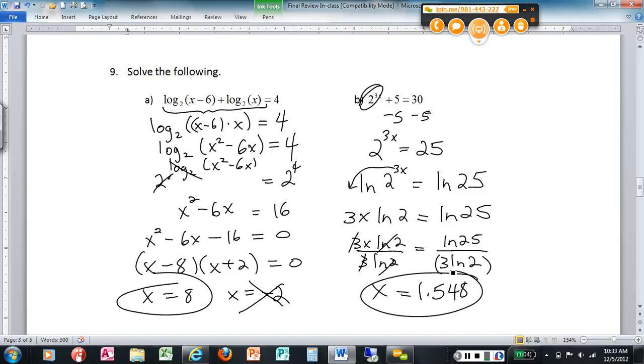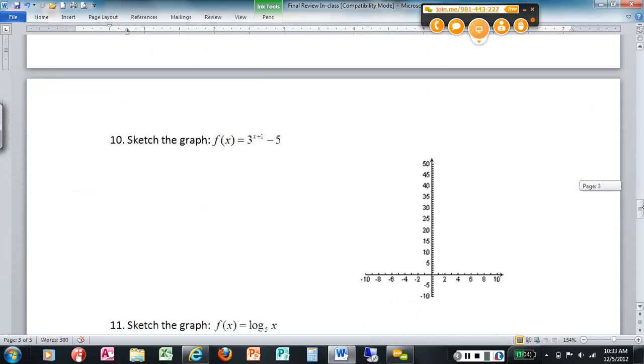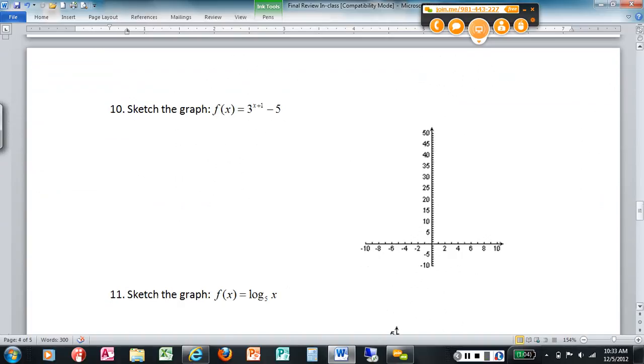Is that okay? All right. Last but not least page. Okay, number 10.